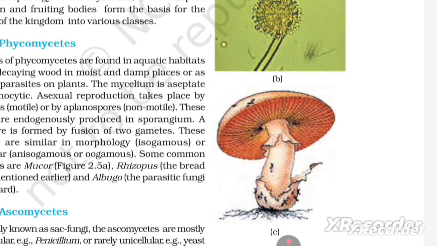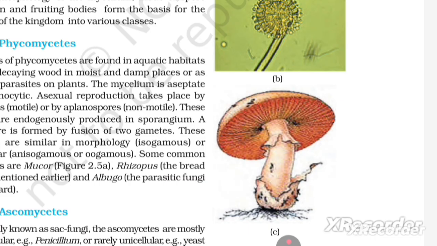Phycomycetes. Members of Phycomycetes are found in aquatic habitat and on decaying wood in moist and damp places, or as obligate parasites on plants. The mycelium is aseptate and coenocytic. Asexual reproduction takes place by zoospore, that is motile, or by aplanospore, that is non-motile. These spores are endogenously produced in sporangium.